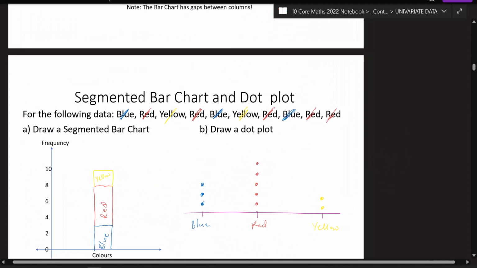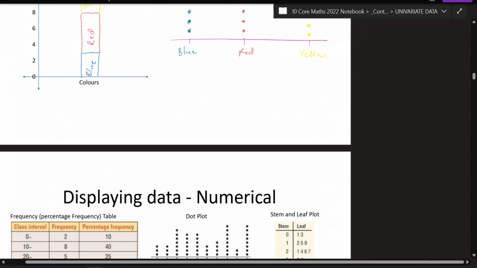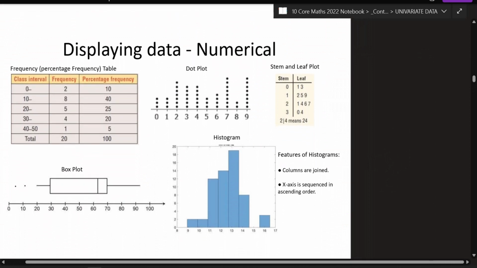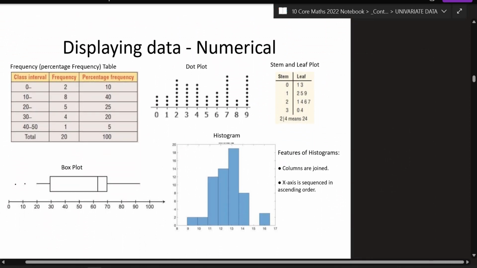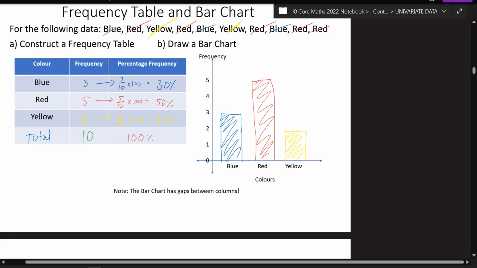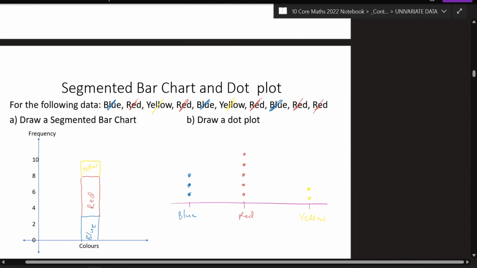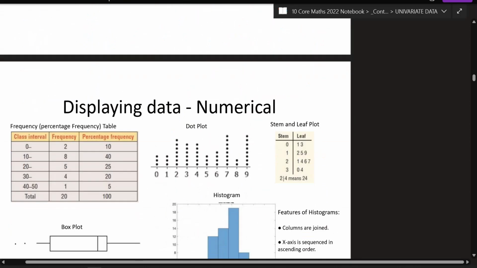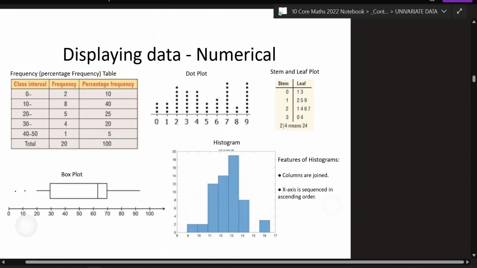All right, so next part. So that's for your numerical categorical data. Any questions so far? Pretty straightforward. Nothing too crazy yet. Most of your categorical data, I think you probably would have learnt about in your previous years. All right, let's do numerical data now.